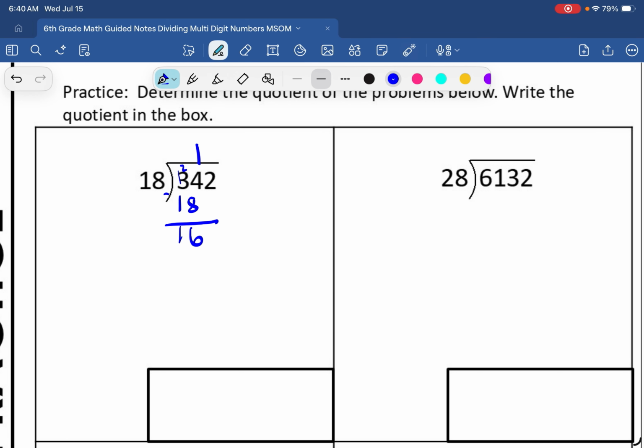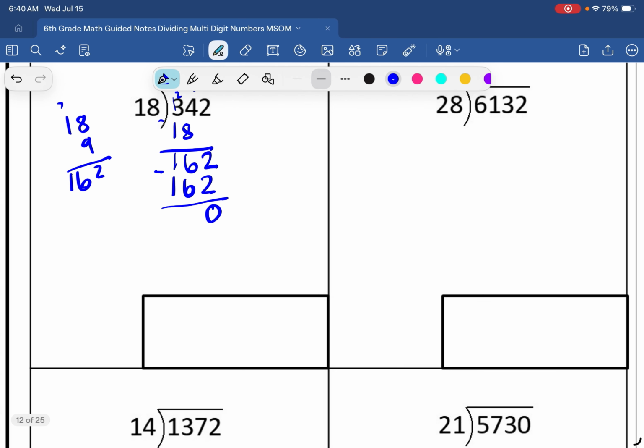Now I'm going to bring down my 2. 18 goes into 162. I know 18 times 10 is 180. I'm going to try 18 times 9. Off to the side, let's check that. 18 times 9, that's 2, that's going to be 7, so 162. And it looks like I did that right. When I subtract it, I get 0, which is perfect. So 342 divided by 18 is 19.